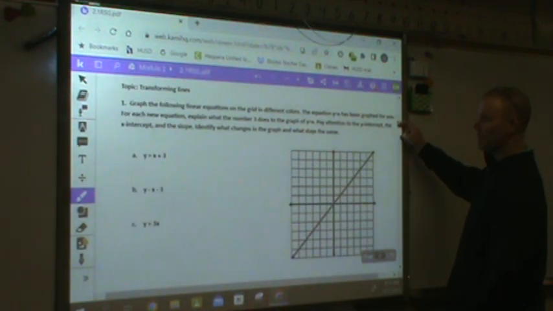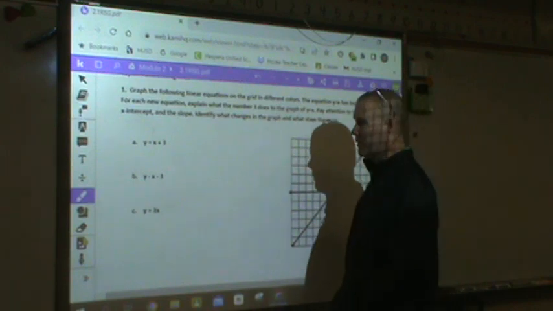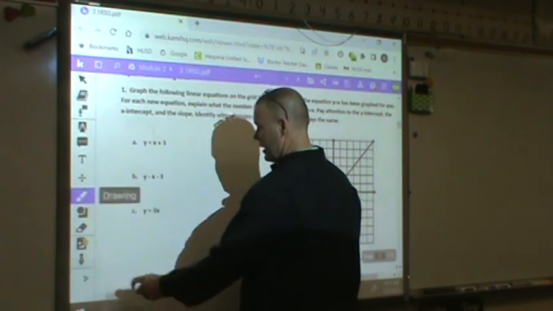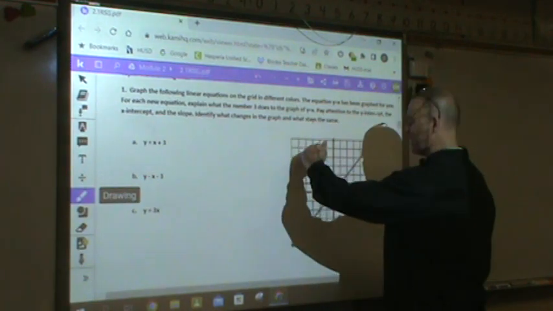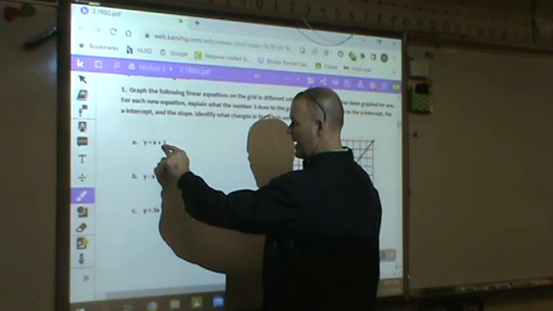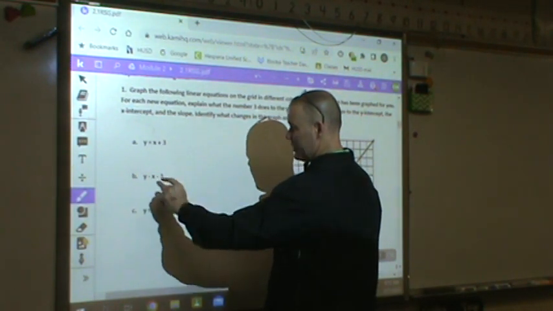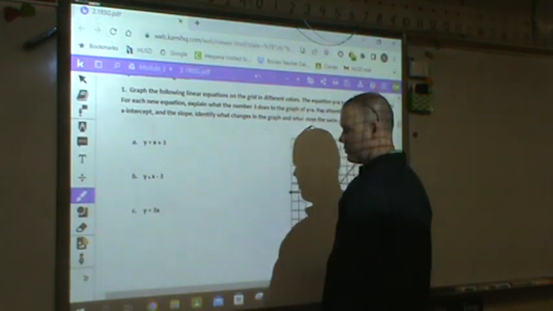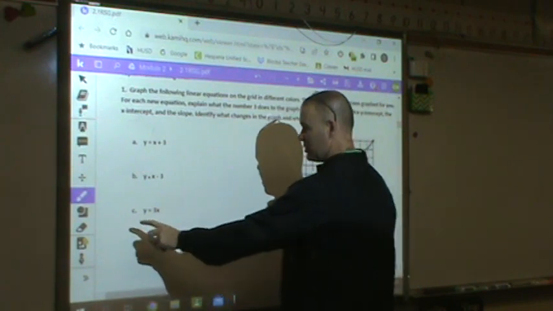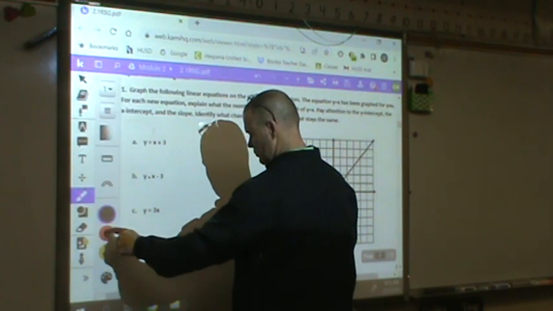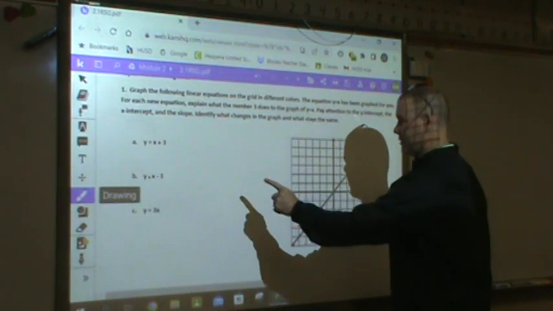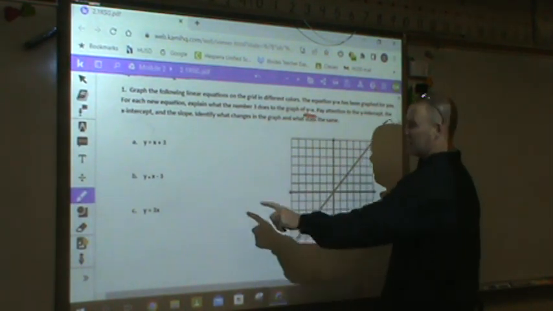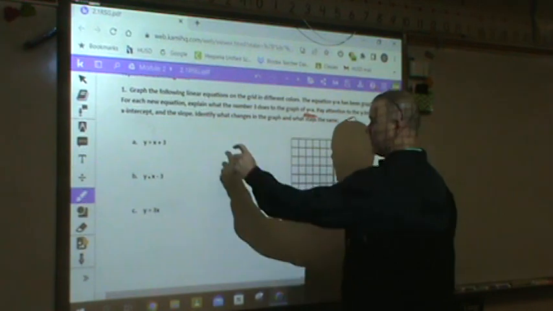We started off yesterday, and there's a little bit of a change in this book. We started off the other day by talking about what happens with a line when we add 3, when we subtract 3, and this little bit of change right here should be y equals x minus 3. And what happens if we change the slope? Well, let's graph. We graphed y equals x. They graphed that for us. So now we're going to graph y equals x plus 3.